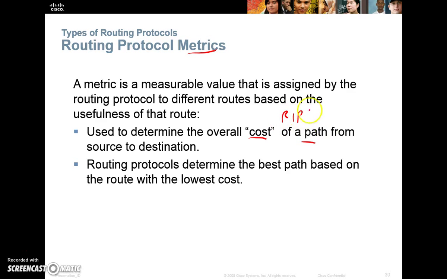So in RIP, we use the cost called hop count. Basically it's how many hops away to reach the destination. Just bear in mind, the higher the cost, the worse the route. The lower the cost, the better the route. The routing protocol will use the path with the lowest cost as the best path to reach the destination. So for RIP, the lower the hop count, the better, because the destination will be nearer.